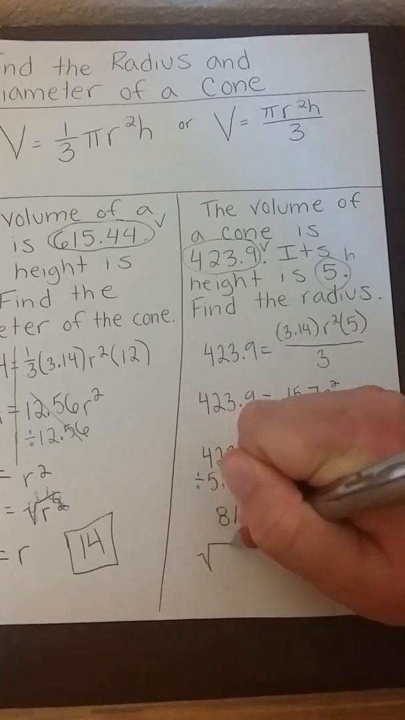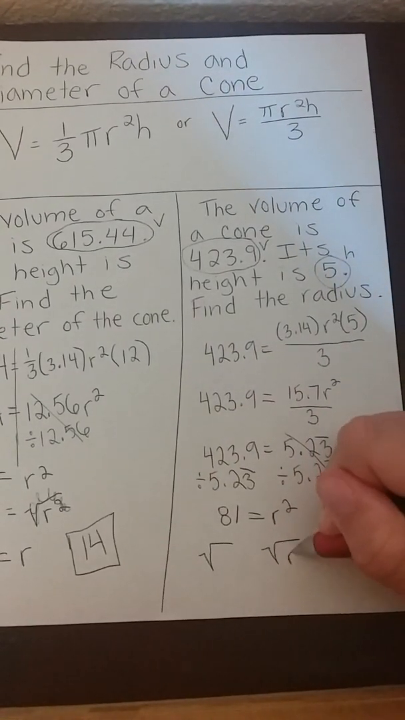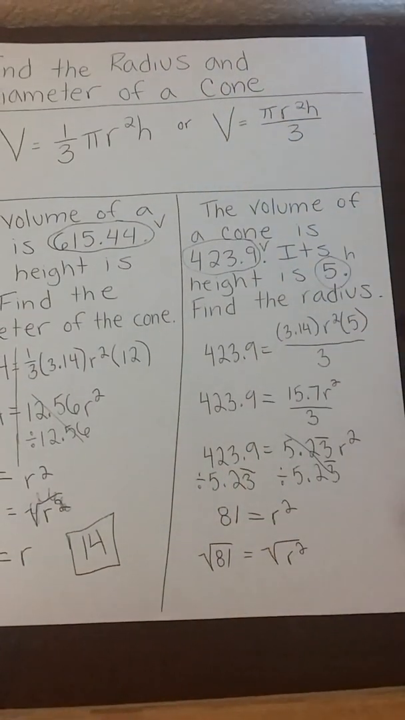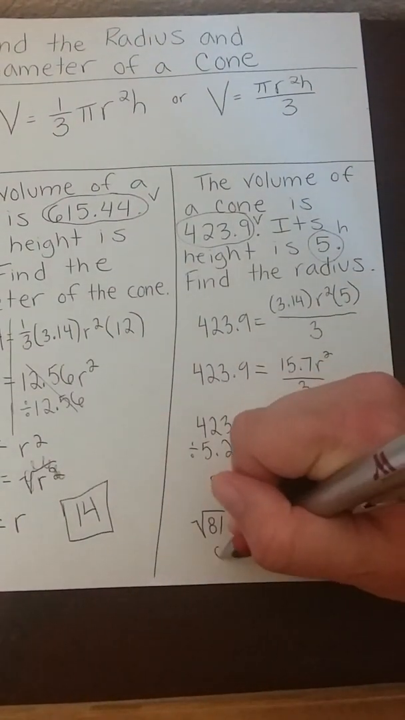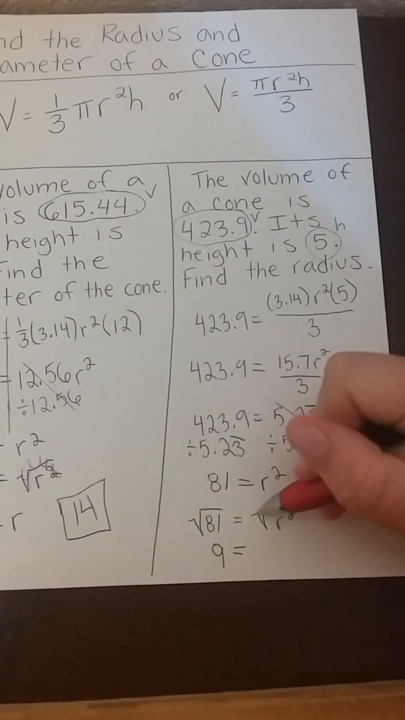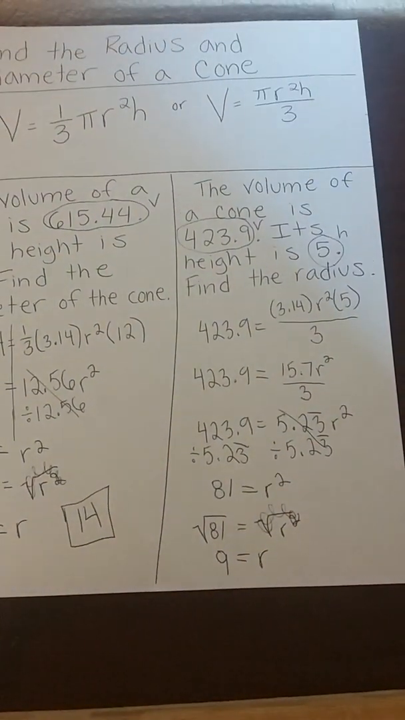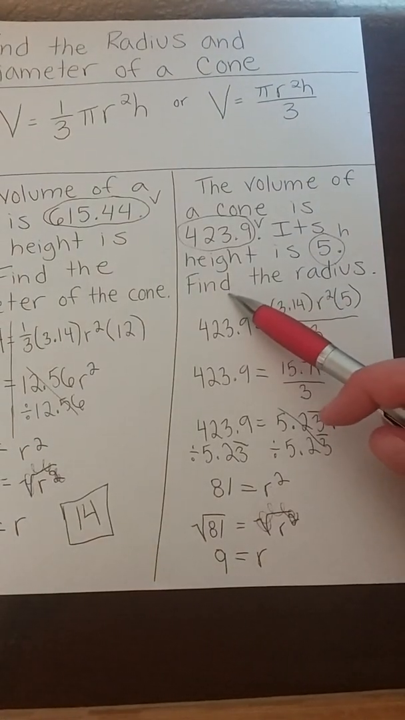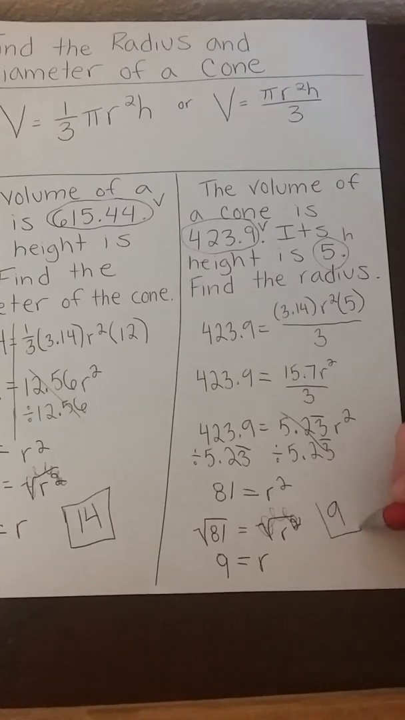Now I need to square root both sides to get rid of squared, because to get rid of r squared you need to do square root. The square root of 81 is 9. And here, square root and squared cross off, leaving just r. So the radius is 9. I'm going to go back up to see if I'm finding the radius or diameter. It says find the radius, so that's my final answer, 9.